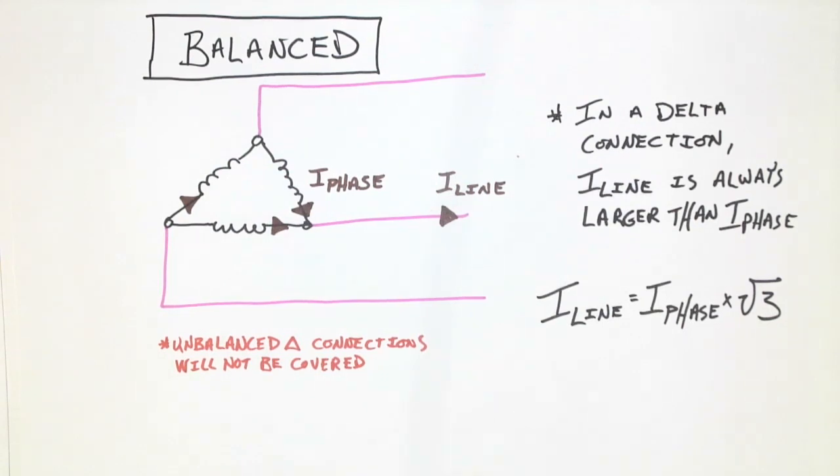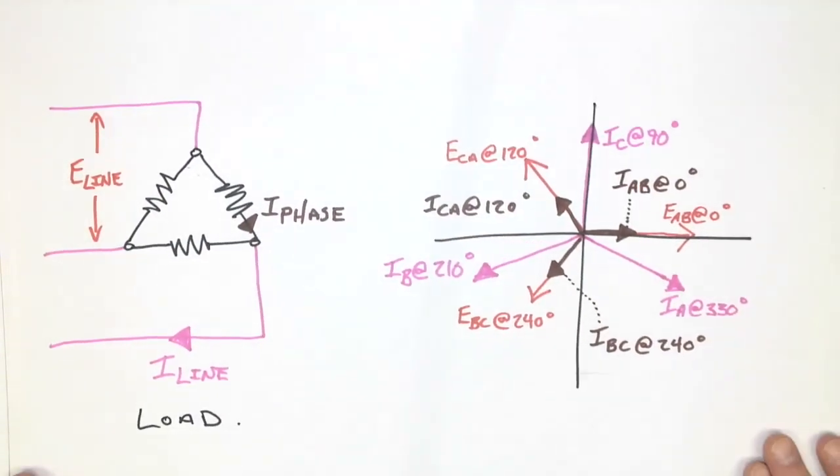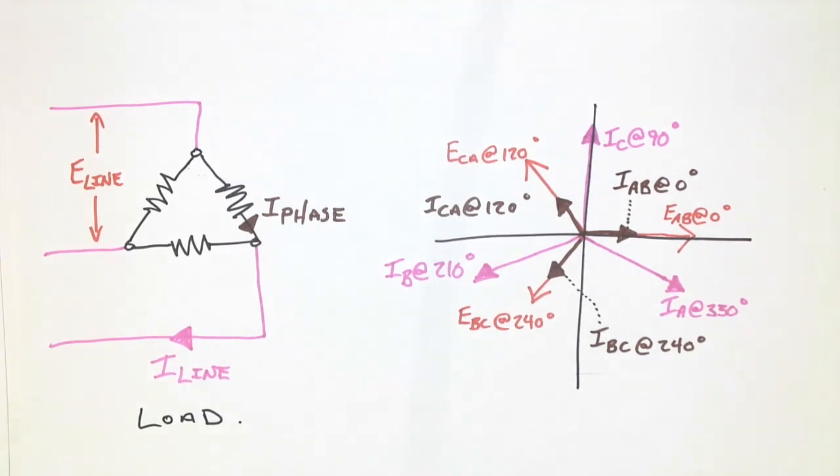Let's take a look at a connection that has not only my voltages, but also my currents. This is a load where we have resistors connected in delta. I have a phase current, a line voltage, and a line current. So unlike a Y system, we're only going to have one voltage type provided on the diagram. And unlike Y systems, we are going to have two different current values sketched onto the diagram.